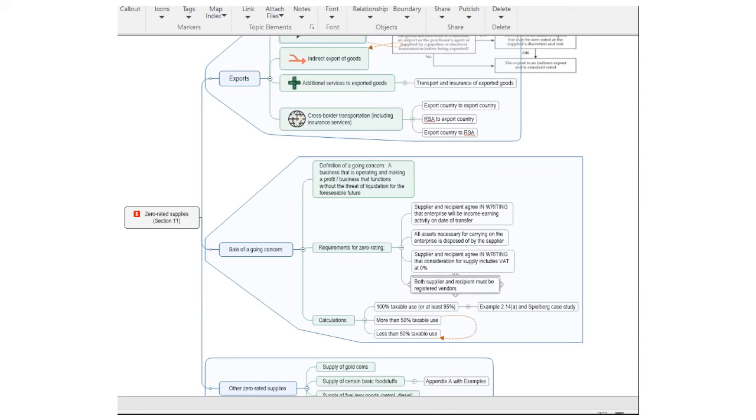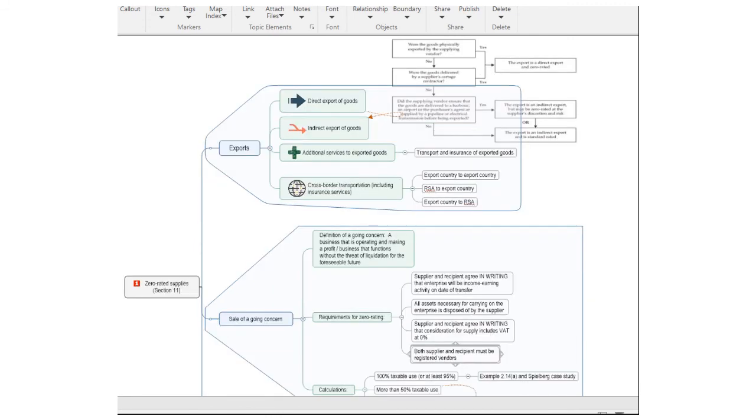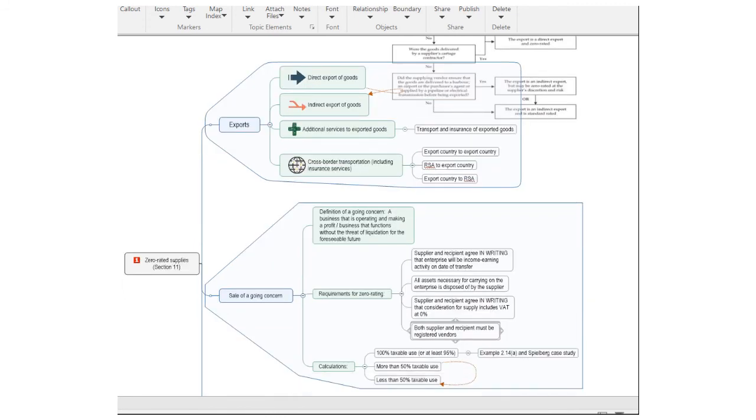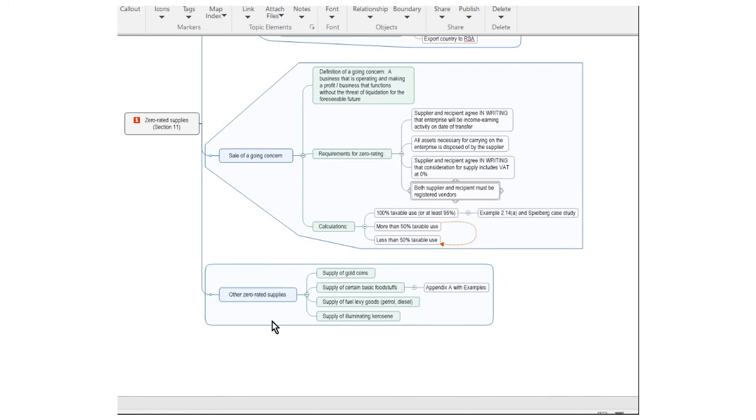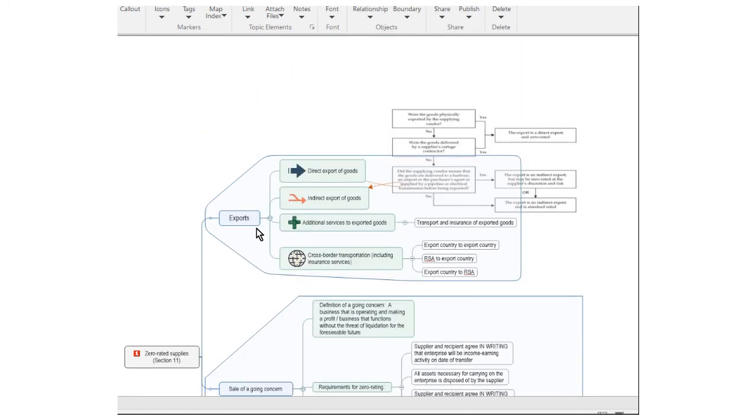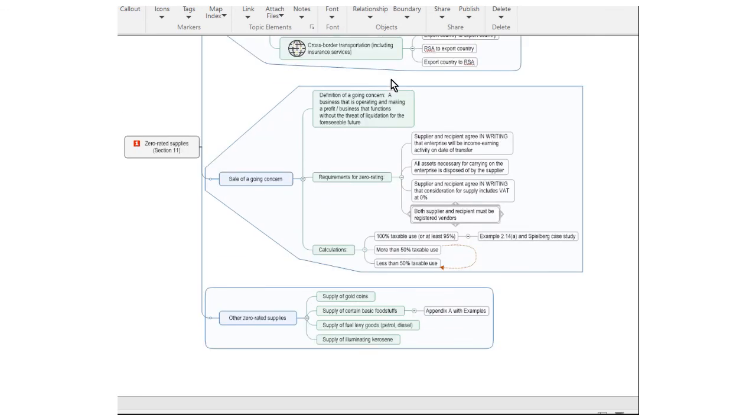One of the other methods that I also use sometimes is mind mapping. This is of course not for everybody, so if you don't like mind mapping, then you don't have to do it. But this is an example of my formal summary that I did for zero-rated supplies. So you will see I started off by listing the headings. So there's exports, the sale of a going concern, and other zero-rated supplies. Under exports, I said, okay, there's direct exports, there's indirect exports, there's additional services, and there's cross-border. And then under the sale of the going concern, what is it? What are the requirements? And how do I do the calculations? And then what are the other zero-rated supplies?